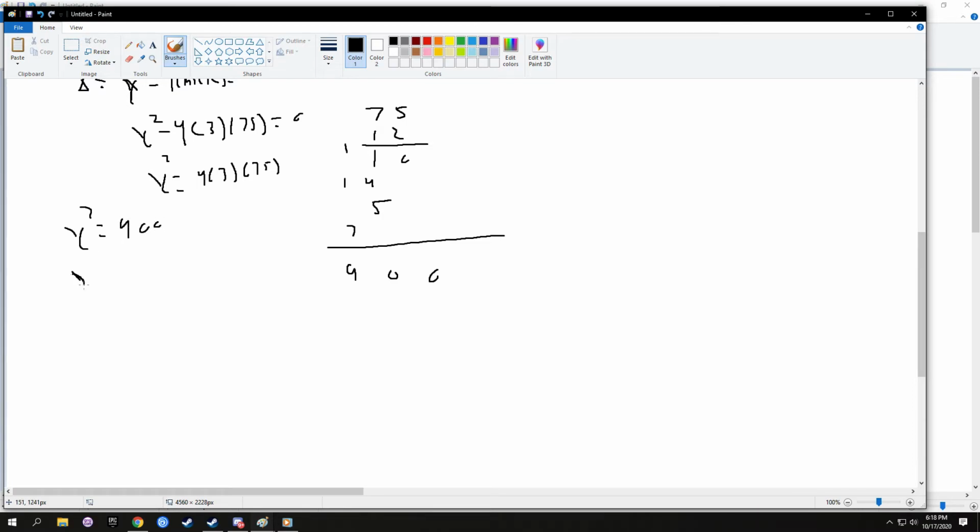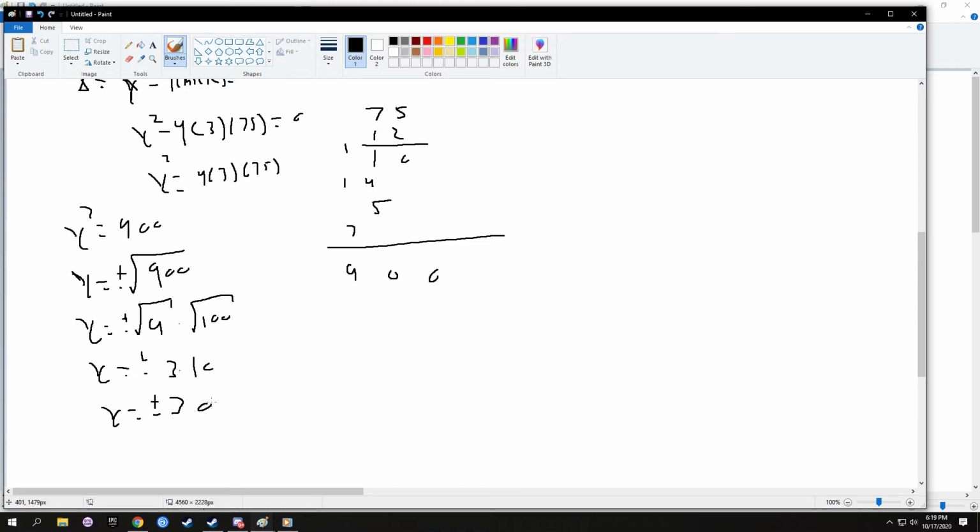Now I want to do gamma would equal plus or minus the square root of 900. I can separate this. If you know 9 times 100 is 900, then you can do this question. You can simplify this. It's not very hard. It's plus or minus the square root of 9 times the square root of 100. But if you just look at it, 9 times 100 gets me 900. It's not too bad. Now this simplifies down to plus or minus 3 times 10.